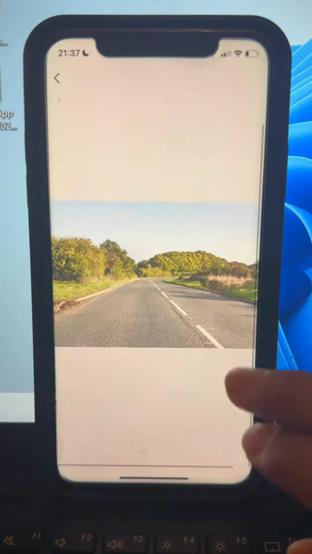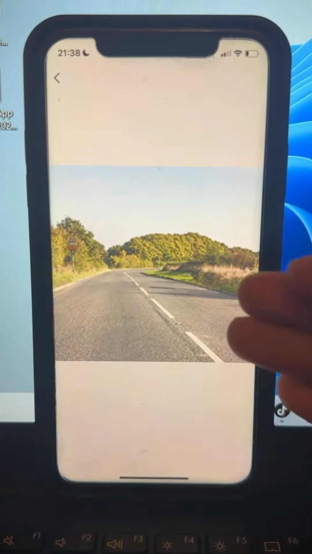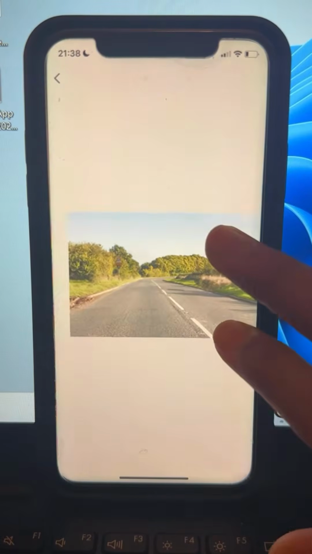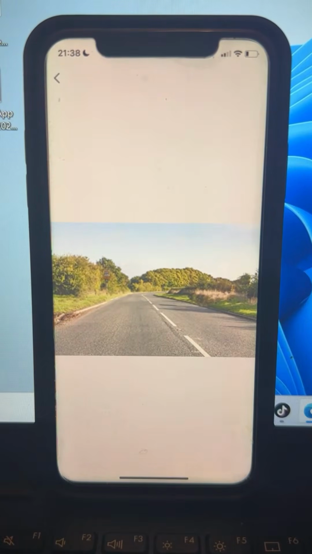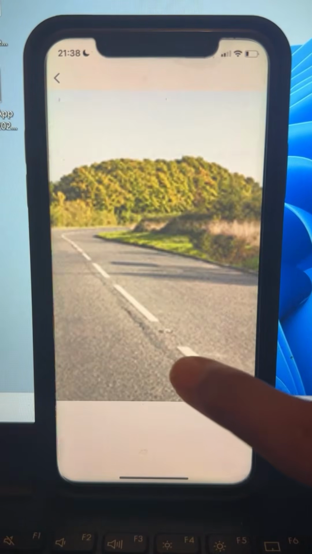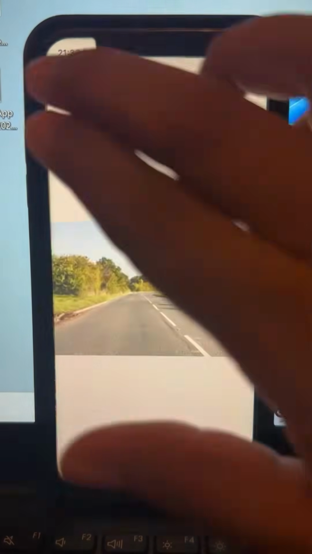Now I'm saying why these lines are there: to warn you about the hazard. The hazard in the picture is just the bend, and the road is bending to the right. It could be a sharp bend, but they are telling you, be careful, there is a hazard ahead. The hazard in the picture, as I told you, is the bend.